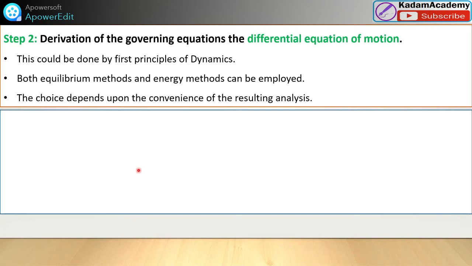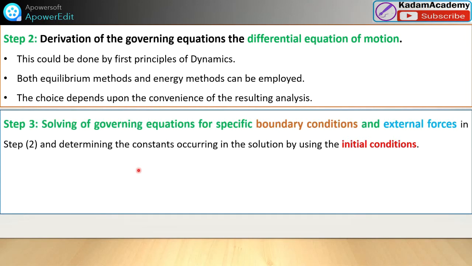Whatever the forces and masses are given, that system may be linear or non-linear, a discrete system or a continuous system, and according to that system we have to derive the equation of motion. For a discrete system, that equation becomes an ordinary differential equation, or for a continuous system, that equation becomes a partial differential equation. Under this approach of deriving the governing equation of motion, we can use various approaches: the energy method, the FBD or equilibrium method. The next step will be solving the governing equation for specific boundary conditions and external forces.